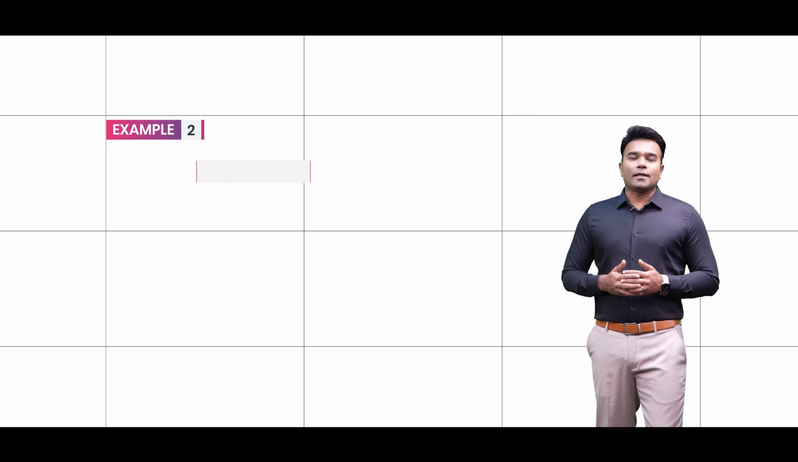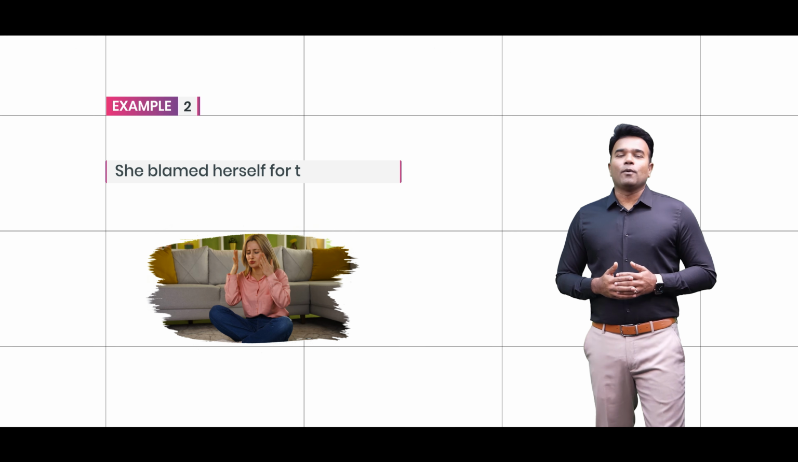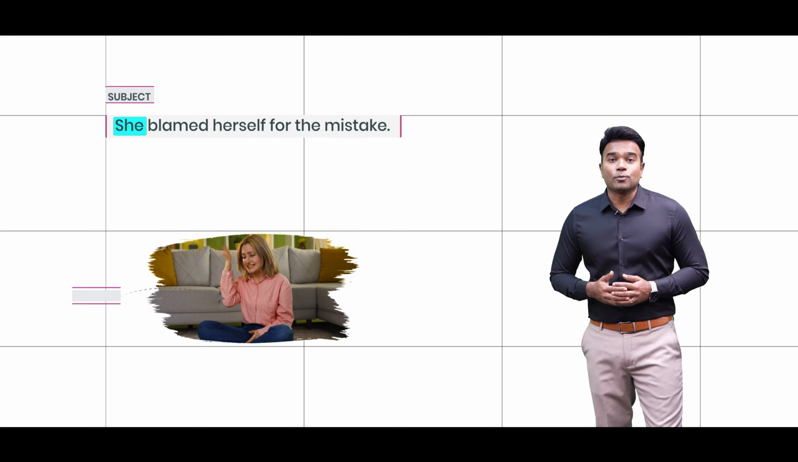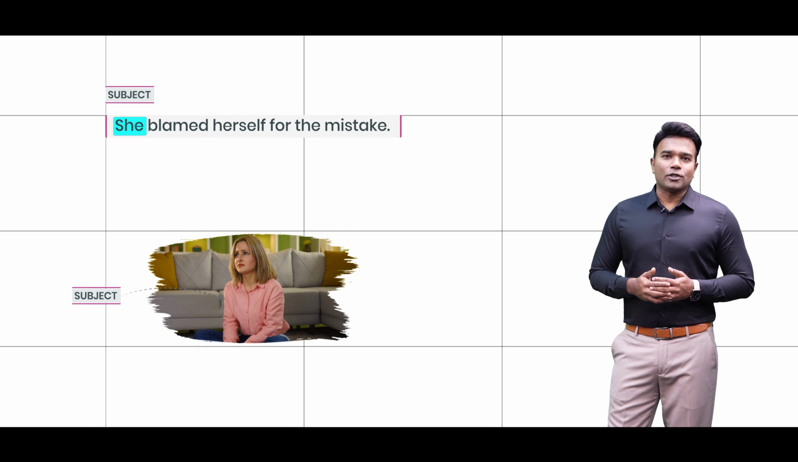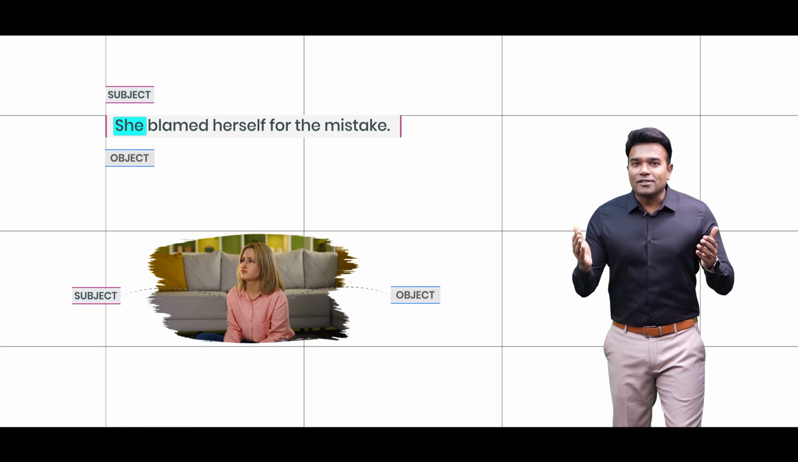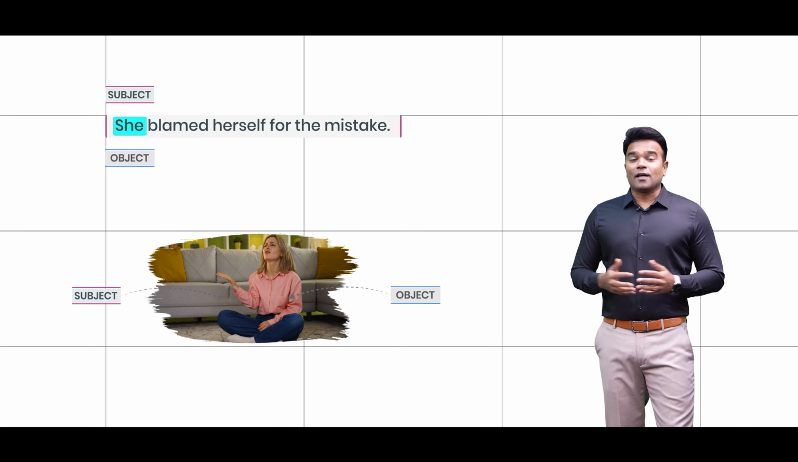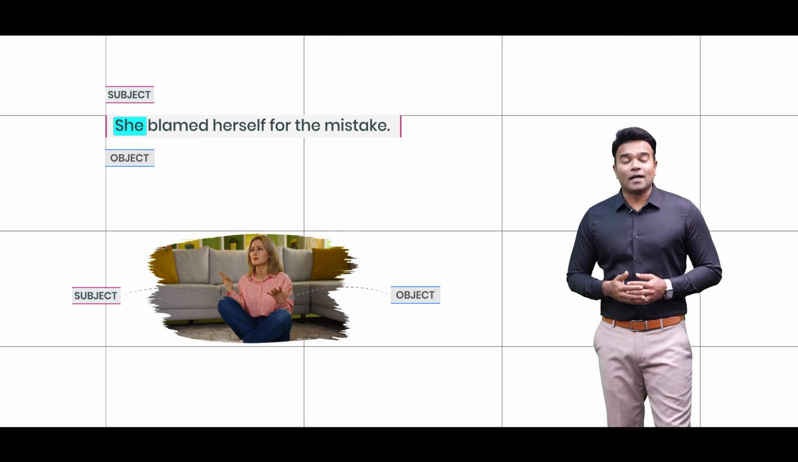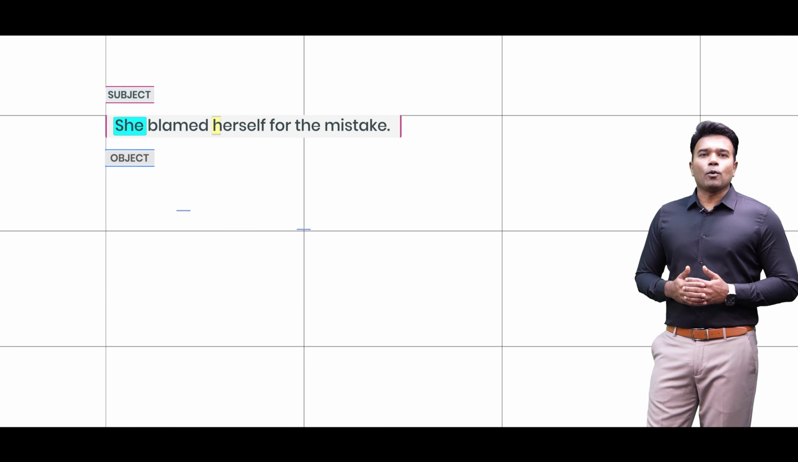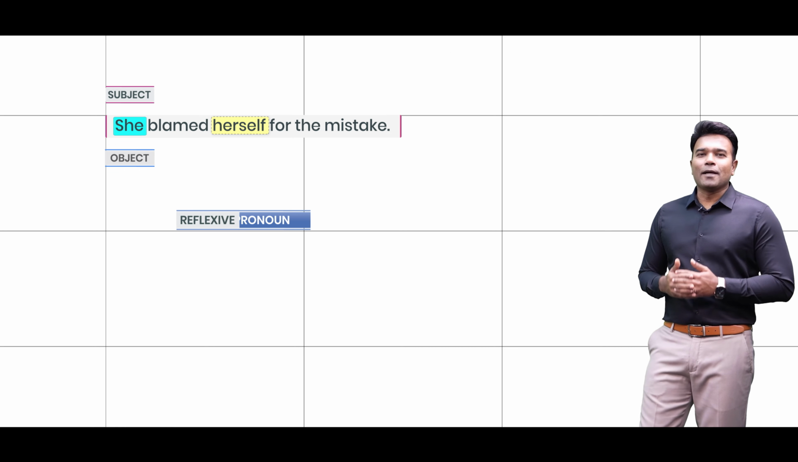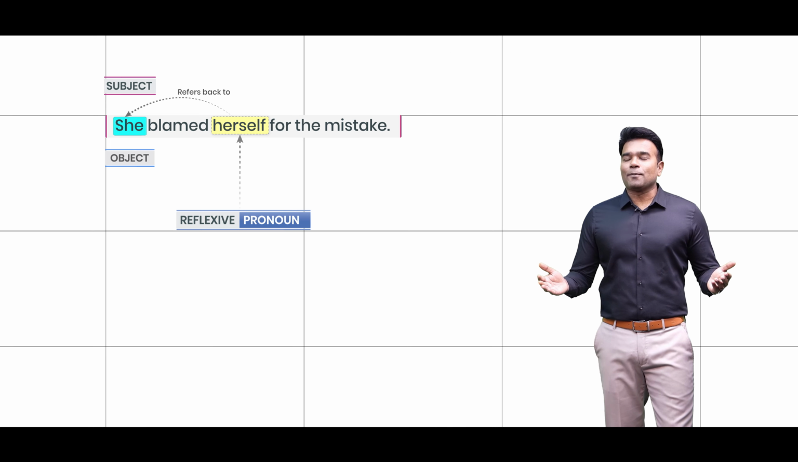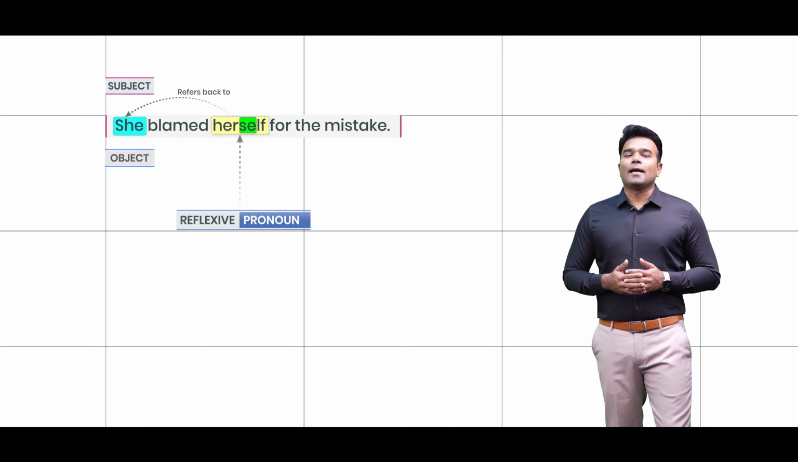Have a look at this sentence: she blamed herself for the mistake. Well, in this sentence, the word she happens to be the subject of the sentence. Not just the subject, the same word she also happens to be the object of the sentence, and since the subject and the object of the sentence are the same, you shall be having a reflexive pronoun in the sentence, and obviously the word herself happens to be the reflexive pronoun. After all, the word herself is referring back to the subject and is also ending with self, which makes it a reflexive pronoun.